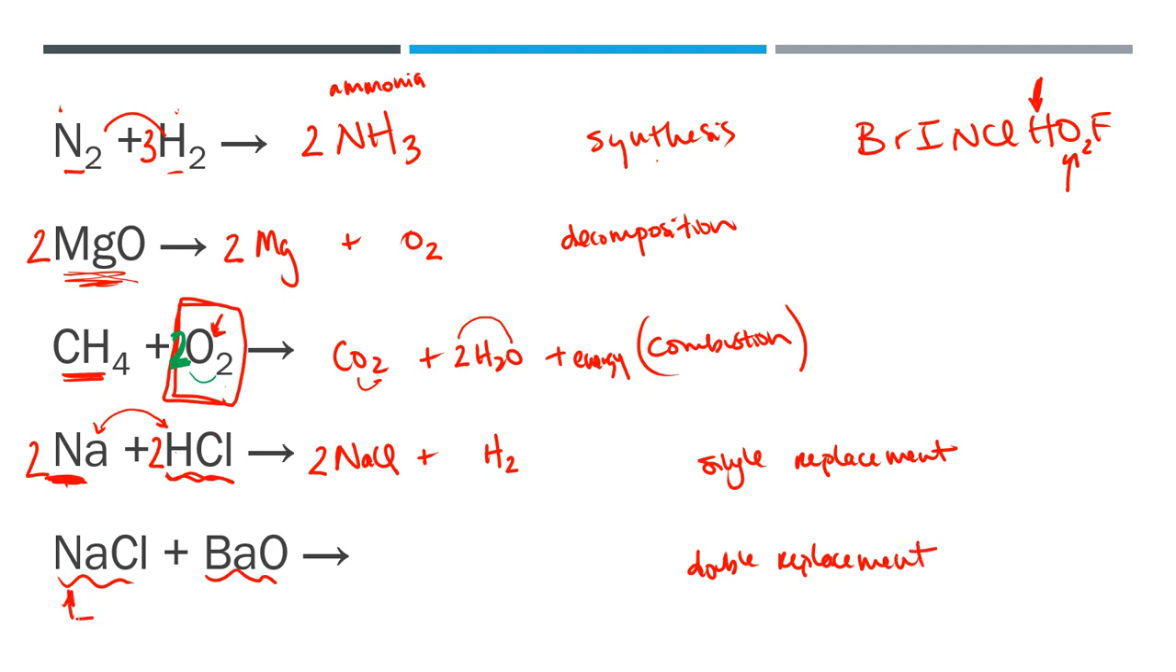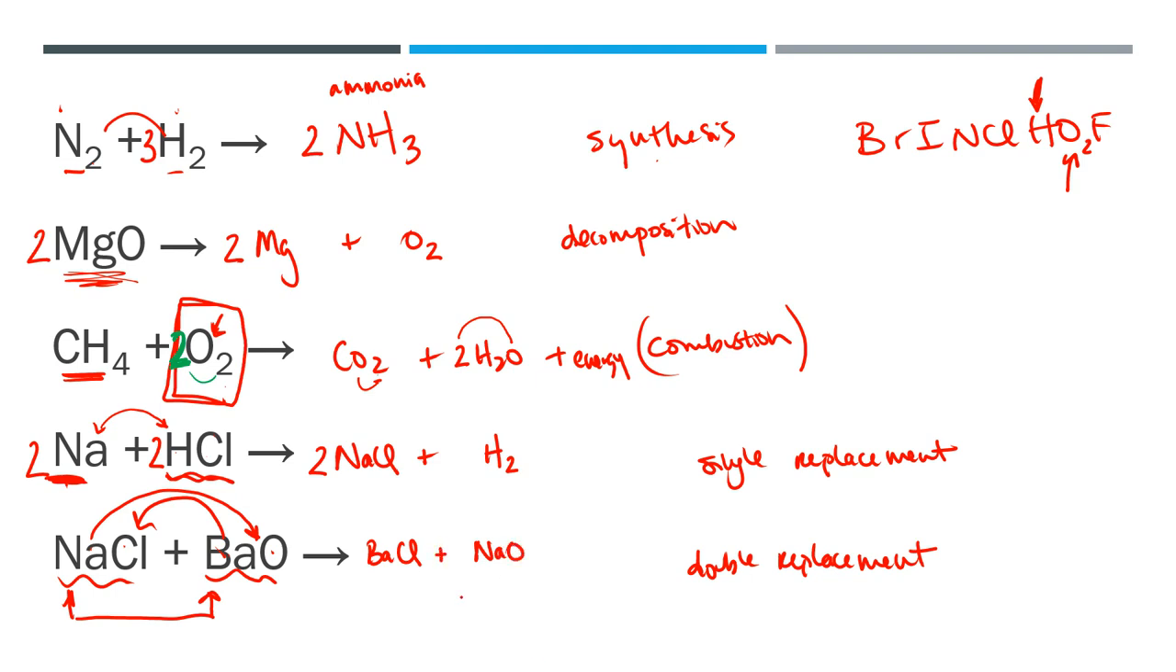So these 2 metals are just going to trade places. So instead of sodium on the chlorine, I'm going to put the barium on the chlorine. Instead of barium on the oxygen, I'm going to put the sodium on the oxygen. So we're going to get barium on the chlorine, and we're going to get sodium on the oxygen.